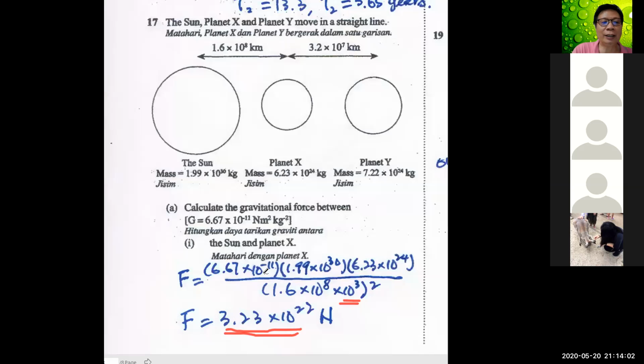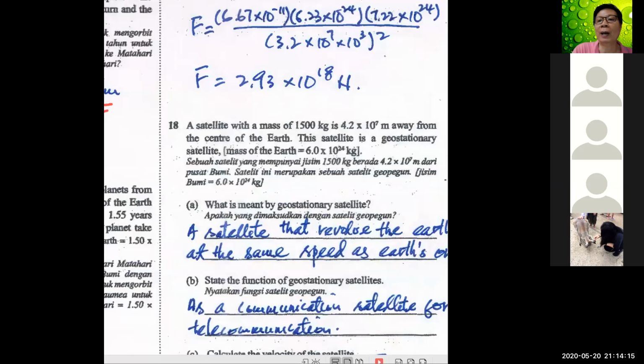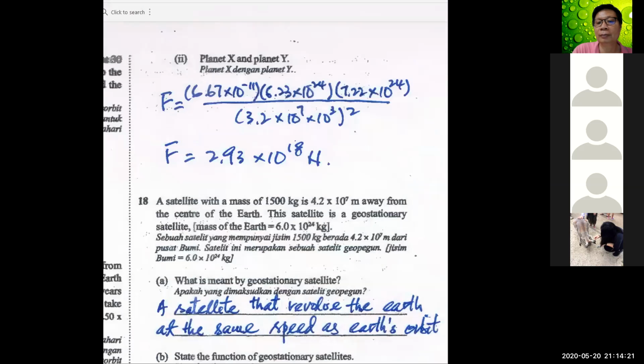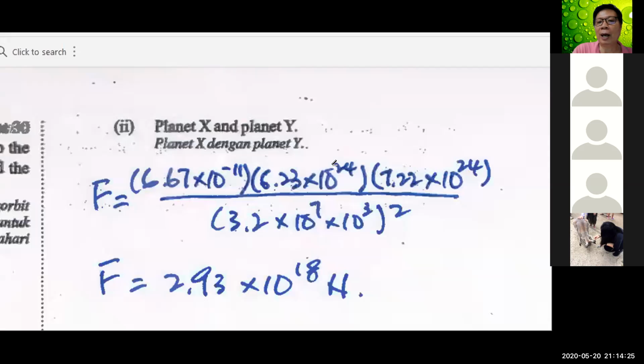All right. Next question. Most probably, I think they ask you to find the gravitational force between another pair of planets. Go to the next one. Between X and Y. You do the same formula. G m1 m2, and then the distance, that's it.